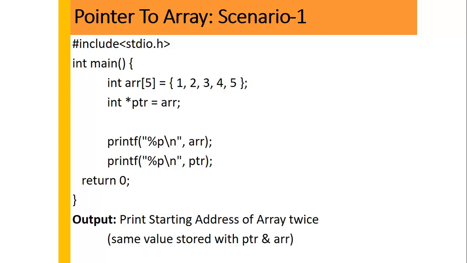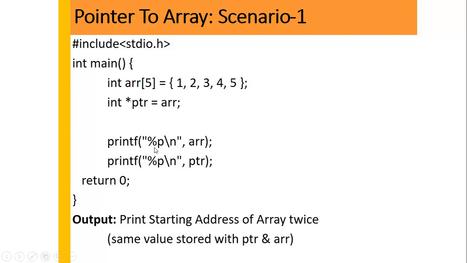Right. So let's see the first scenario. In the first scenario, we have an array of 5 elements 1, 2, 3, 4, 5, and we have a pointer int *ptr, and we give the starting address of the array to ptr. Therefore, now ptr is pointing to the same continuous memory location allocated in the previous line.